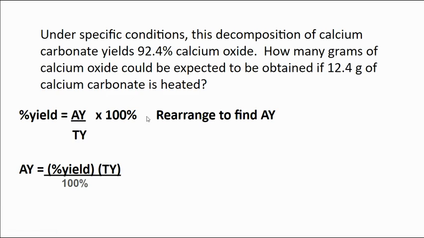So what we're going to do, in this case, to find out how much is actually made, what we could expect in the lab, we're just going to rearrange this equation to find actual yield. So let's get this AY on its own. I'm dividing by TY. Let's multiply by that on the other side. So percent yield times theoretical. I'm multiplying by 100. Let's divide by 100 to move that to the other side. So here's my rearrangement to find actual yield.